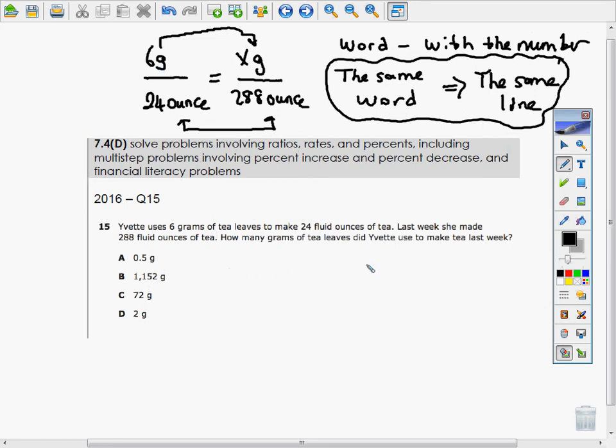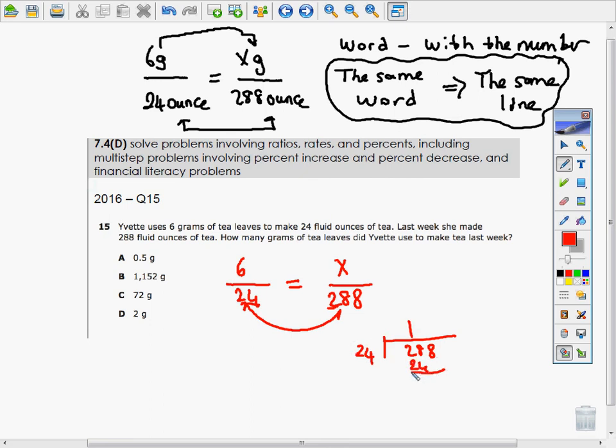What we have to do is, I'm going to do the calculation here to help you see better. 6 over 24 equals x over 288. You can simplify this way and get your answer, or you can do it like this. 24 goes into 288 how many times? 24 goes into 28 one time, 4 left, bring down 8, because 24 cannot go into 4. 24 goes into 48 two times, which is 12. This is our multiplier. So 24 multiplied by 12. Whatever we do at the bottom we have to do at the top in the same manner. So 6 times 12 will give us 72 grams, which is here.